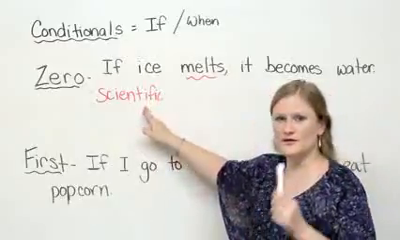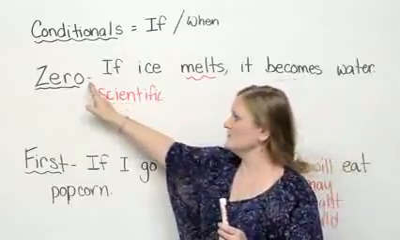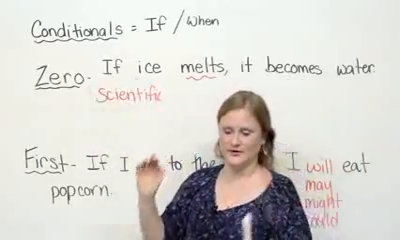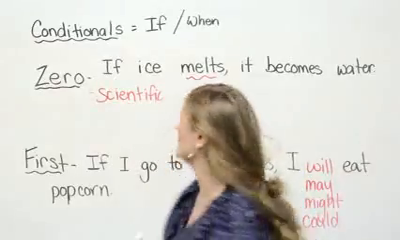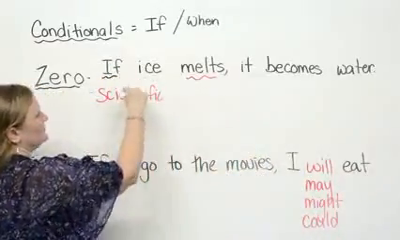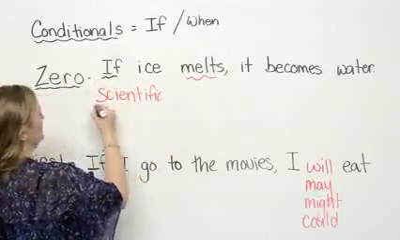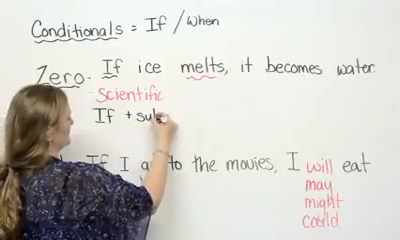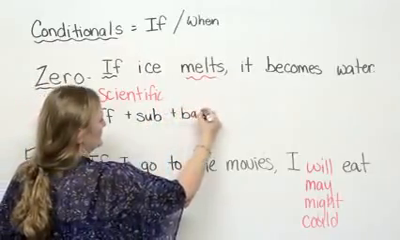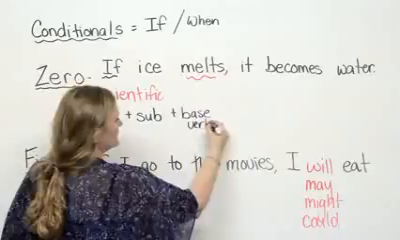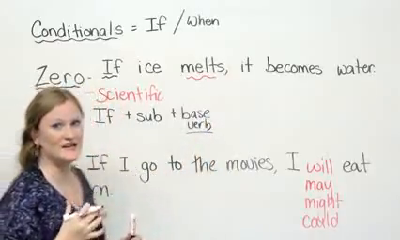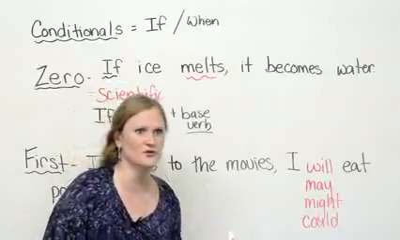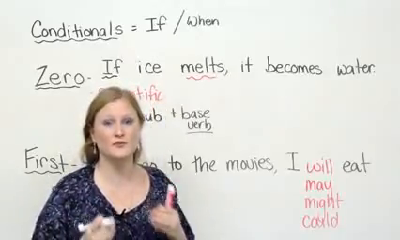So, if something is 100% scientific, you're going to use a zero conditional. How do you make conditionals? This is the fun part. As I told you, conditionals usually start with if, or we can use when. So a zero conditional is if plus the subject plus the base verb. Now it's very important that you do not use any other verb. You can't use a gerund, you can't use past tense, you can't use would, you can't use could. You must use the base verb.